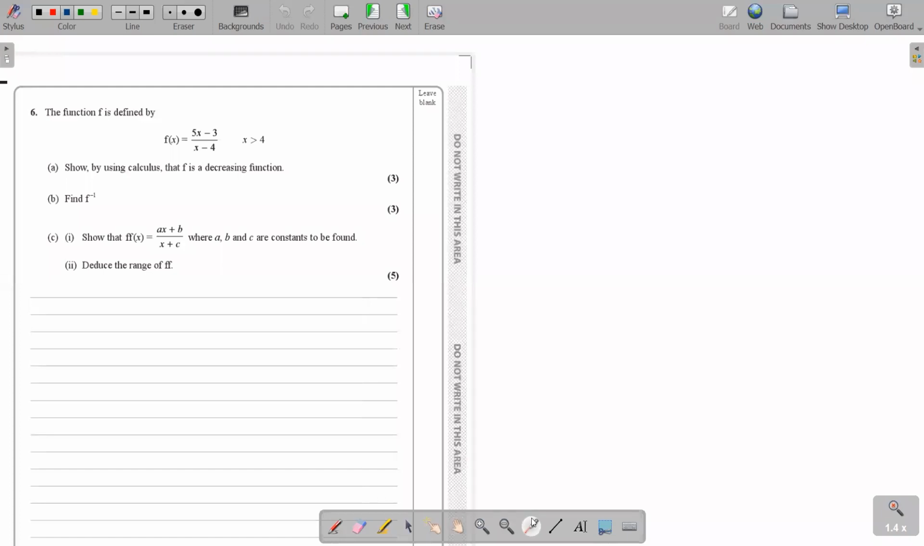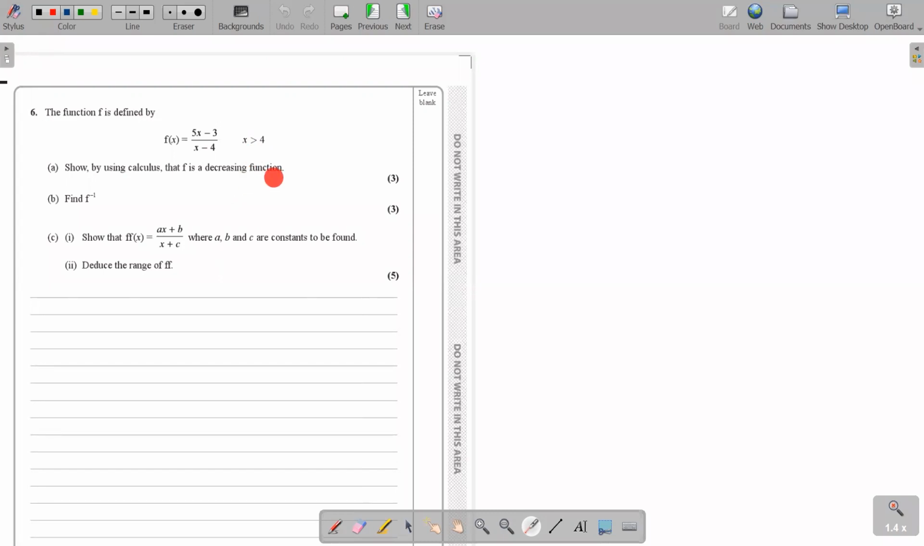Question number 6. The function f is defined by f(x) equals 5x minus 3 over x minus 4. And they have told you here again, x values are greater than 4. Basically, this is your domain. So we only input x values greater than 4. Show by using calculus that f is a decreasing function.